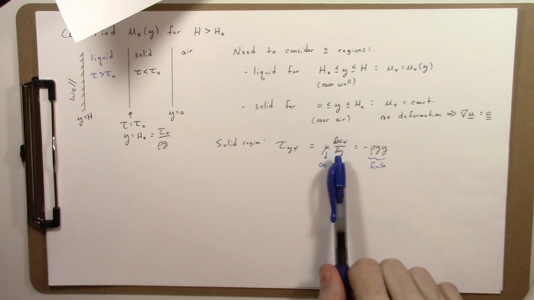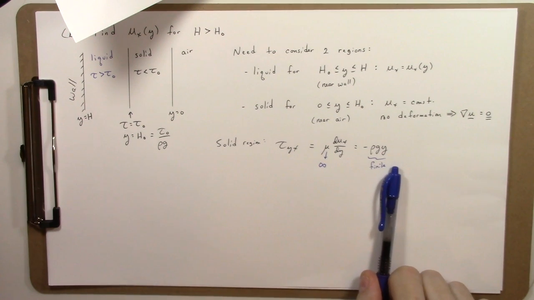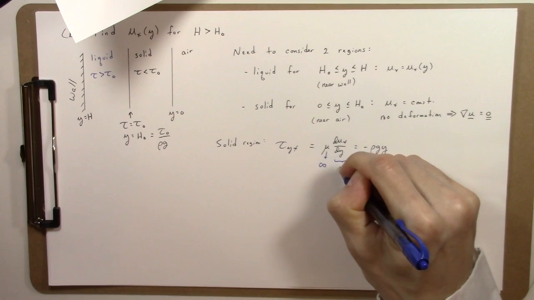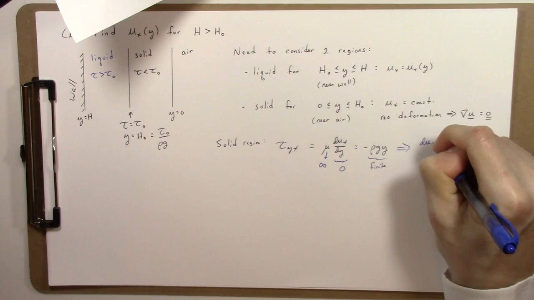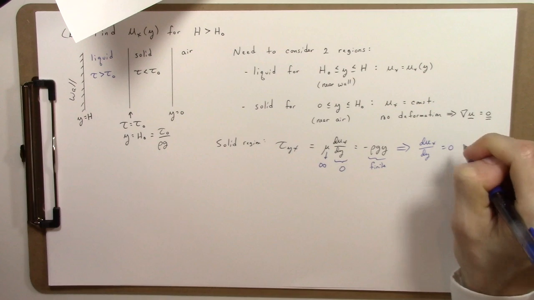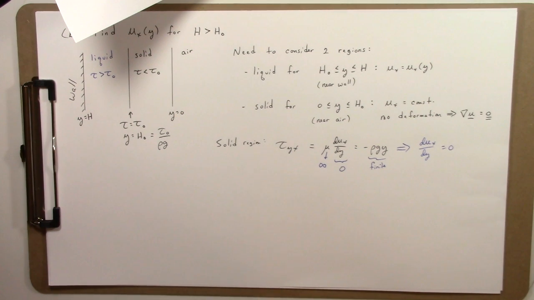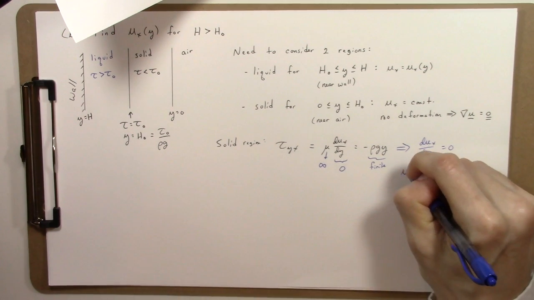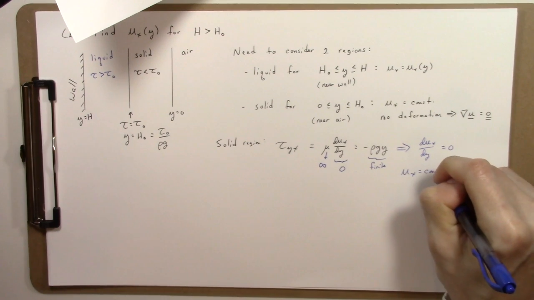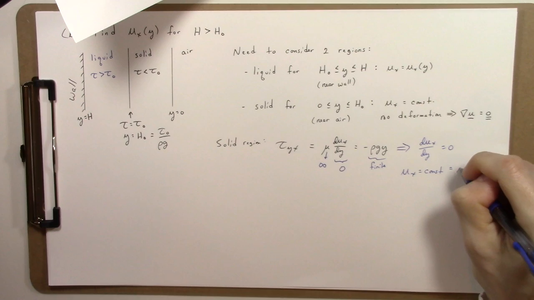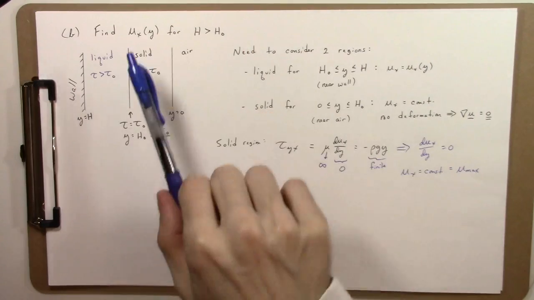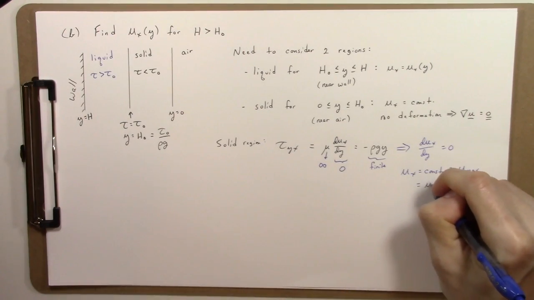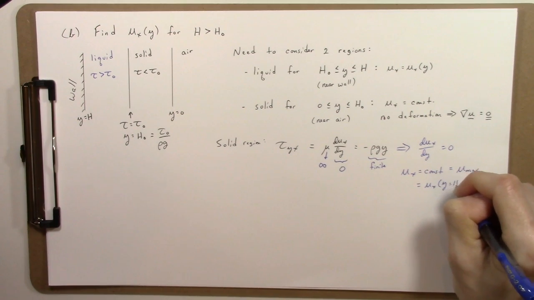So the only way something infinite multiplied by something else can be not infinite is if the other thing is equal to 0. So in the solid region, dux dy is equal to 0. We really already knew this. We said there's no deformation. If there's no deformation, there's no velocity gradient. All the derivatives of the velocity are 0. And so ux is equal to a constant value, which we'll call u max. And that's going to be the same as the velocity at the interface between the liquid and solid regions. And so this will be ux at y equals h naught.